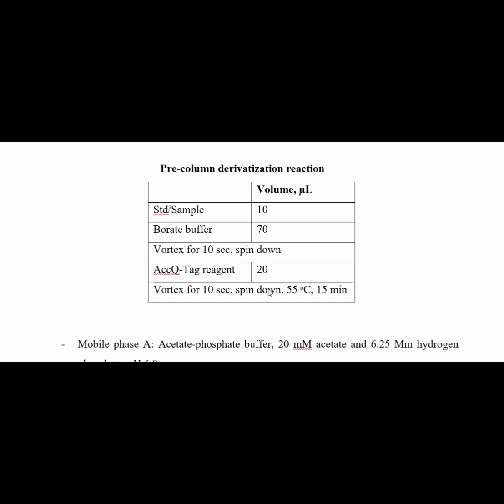Pre-column derivatization reaction. Standard sample 10 microliter and borate buffer 70 microliter were vortexed for 10 seconds briefly, and then spun down. Then 20 microliter of AccQ-Tag reagent was added. It was again vortexed for 10 seconds, spun down, and incubated at 55 degrees centigrade for 15 minutes.